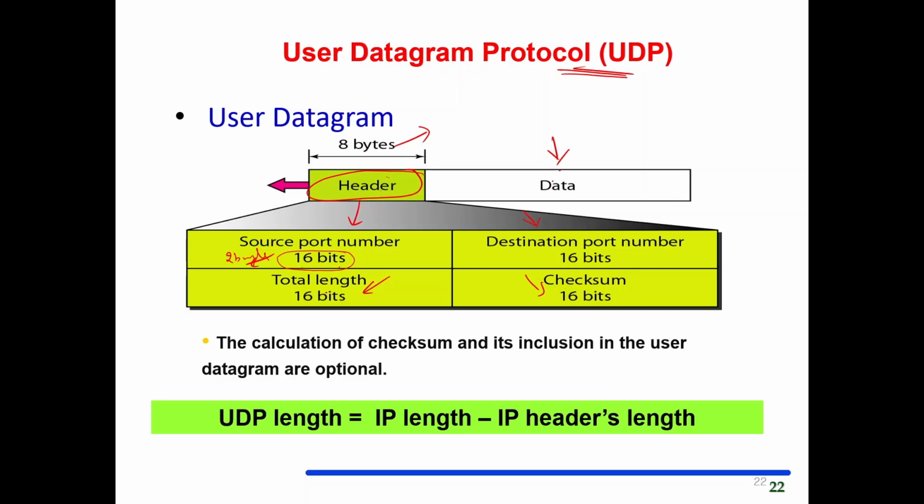The length of that port is 16 bits. Similarly, the destination port length is also 16 bits, and then the checksum. This checksum will tell whether there is any error or not. That is also 16 bits. All this information, that is the source port number, destination port number, total length, and at last the checksum, will be accommodated in the header. So this header is of 8 bytes.